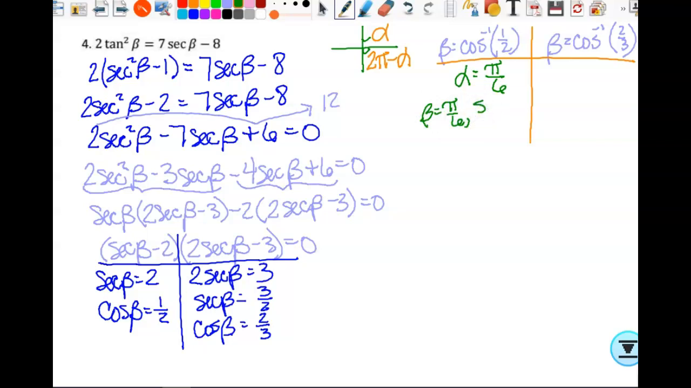Thirds. Oh, it is pi thirds. Sorry, I heard pi 6, and I was like, yeah, no, it's pi thirds. Thank you. We're paying attention here. It's pi thirds, yes. That's our first quadrant angle. So beta is pi thirds.